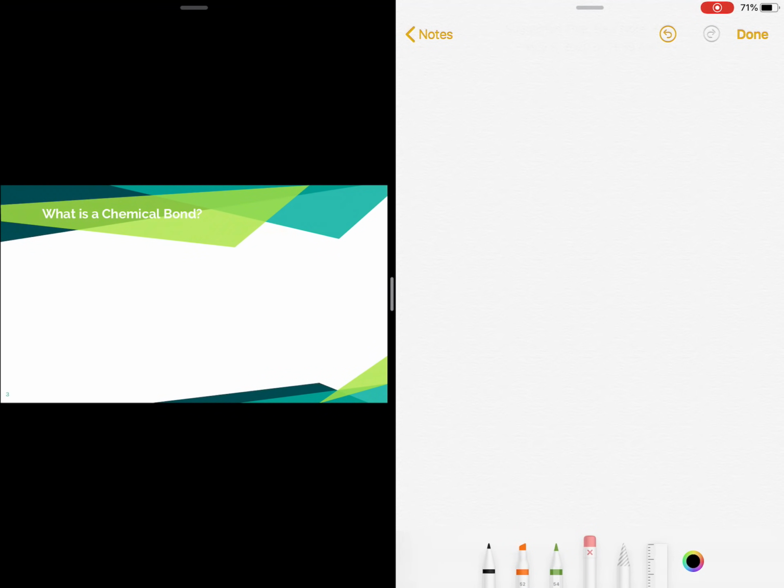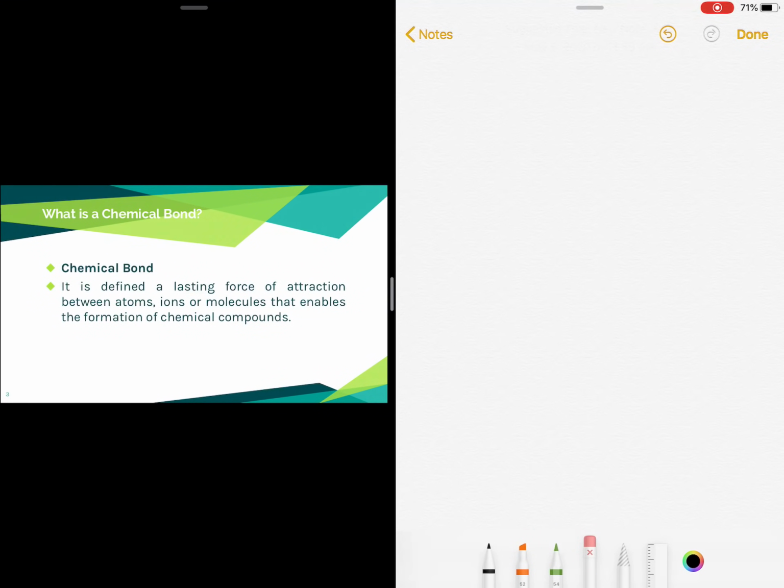So what is a chemical bond? It's a lasting force of attraction between atoms, ions, or molecules that enables the formation of chemical compounds. So the key word here in chemical bonding is the lasting force of attraction between atoms, ions, or molecules. So basically, when you talk about chemical bonds or chemical bonding, you are talking about intramolecular forces of attraction.